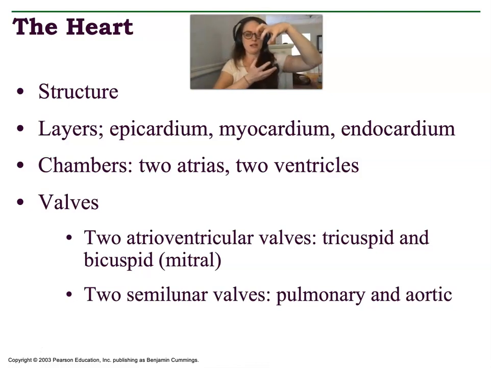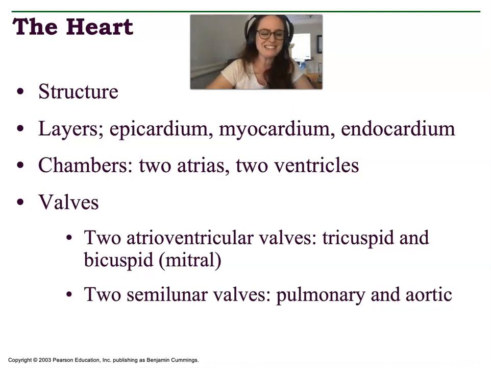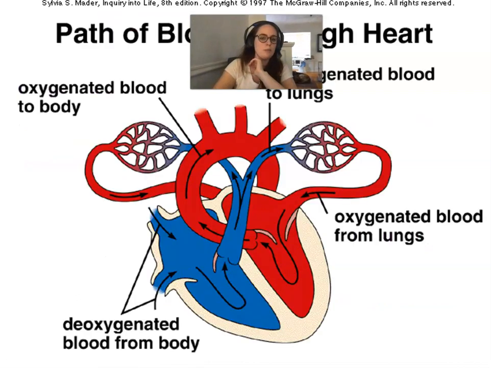You have paired atria and ventricles. You have two AV valves known as the tricuspid and the bicuspid. The bicuspid is also known as the mitral valve. You also have two semilunar valves, the pulmonary semilunar valve and the aortic semilunar valve. These all serve your two side-by-side pumps to make sure that blood only moves in one direction through the heart and does not go backwards.